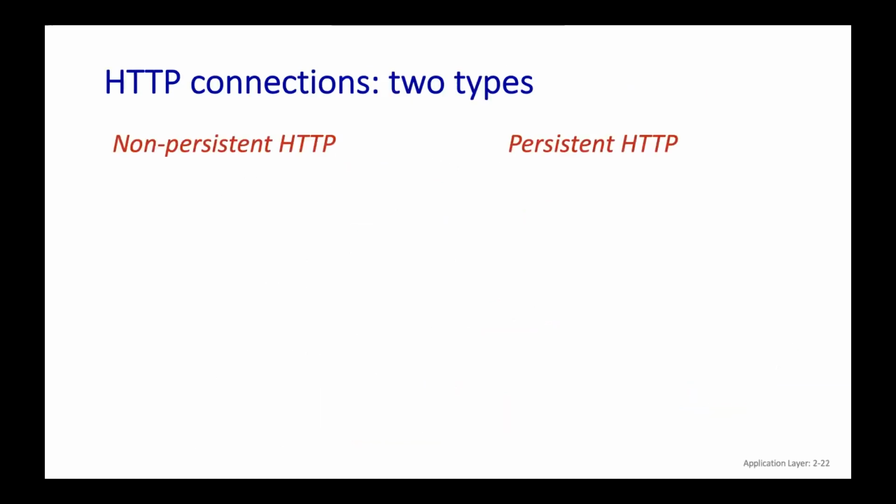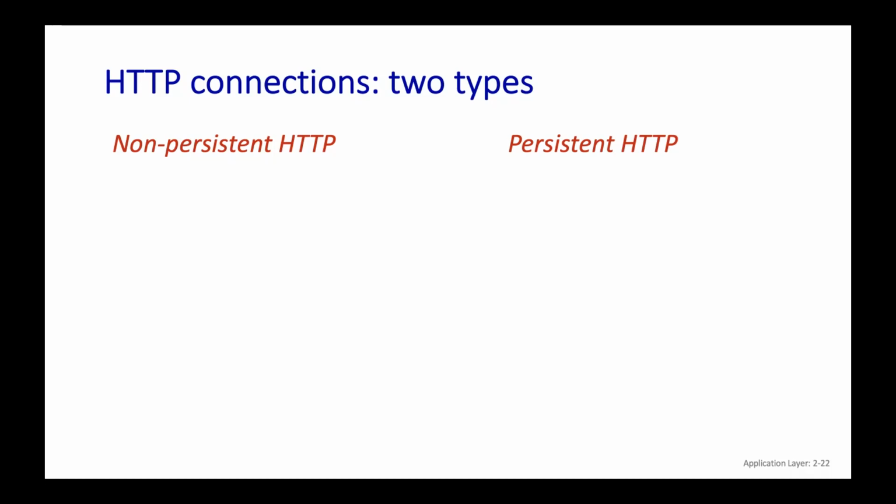Now, to answer your question, there are two flavors of HTTP connections. That really depends upon what you do with the TCP connection underneath after sending the HTTP request and getting the HTTP response. If you close that, and you want to get another object from that server, you will have to re-establish another new TCP connection. Without the existence of a TCP connection, you cannot send the HTTP request and response.